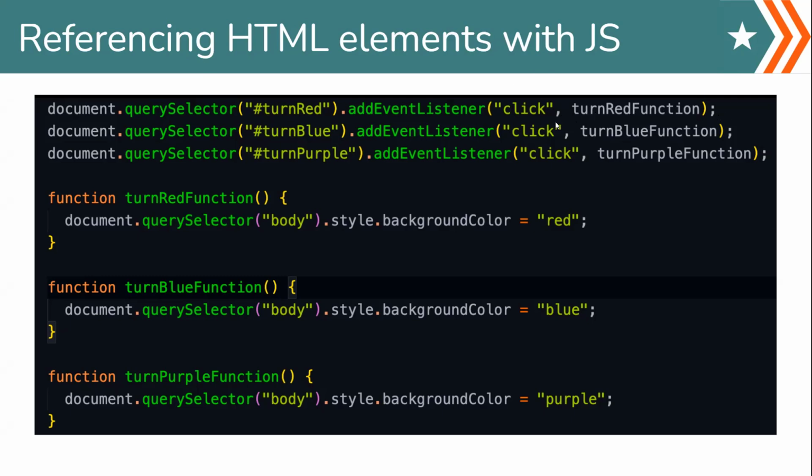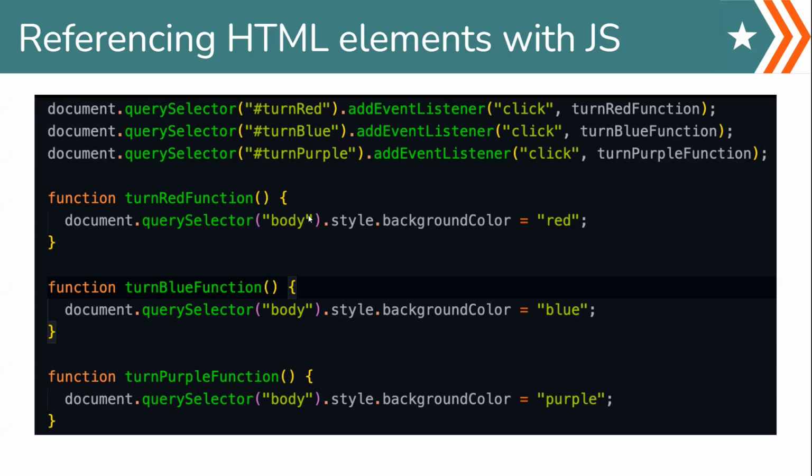Well, where is this function at? Well, it's down here. We use JavaScript to create a function called turn red function. Well, what is this function doing? This function accesses the DOM again. It selects the body, right? Notice there is no hashtag and there's no dots, right? This is a raw element. It is accessing the body element of our HTML.